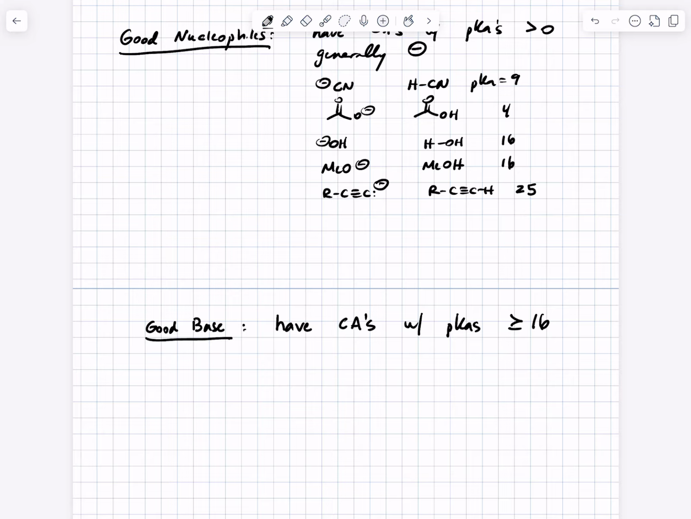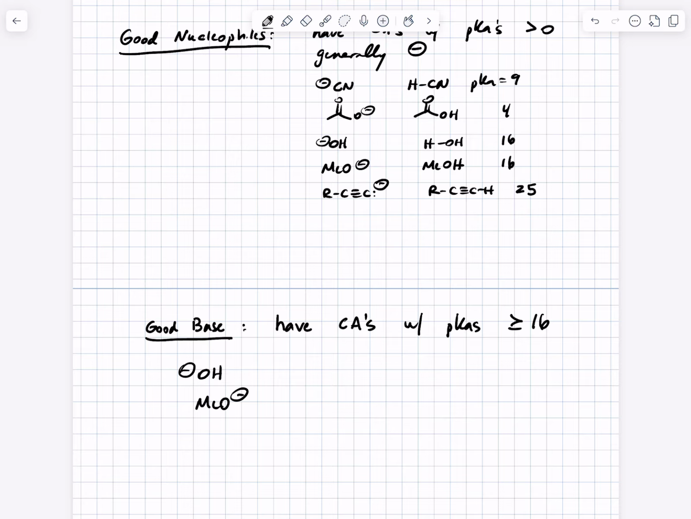So things that show up as good bases and good nucleophiles are going to be things like OH-, MeO-, ethoxide, which is this, and acetylide anions, deprotonated alkynes.